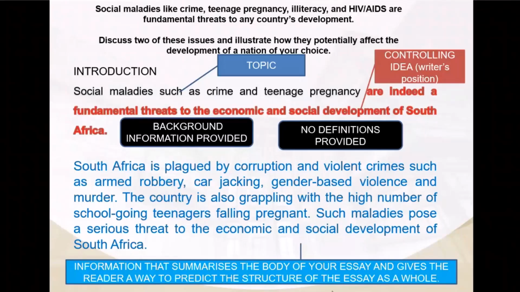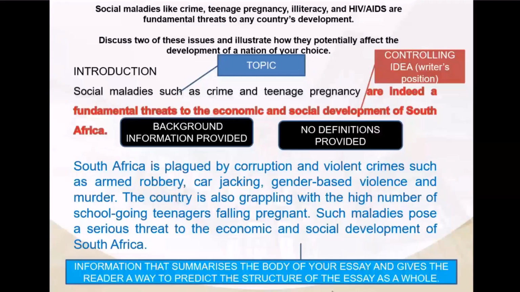And let's look at it. It says, crime, teenage pregnancy, illiteracy are fundamental threats to any country's development. Discuss these ideas and illustrate how they potentially affect the development of a nation. Now, here is the introduction that the student actually wrote. I've analyzed it, and look at the introduction with me.